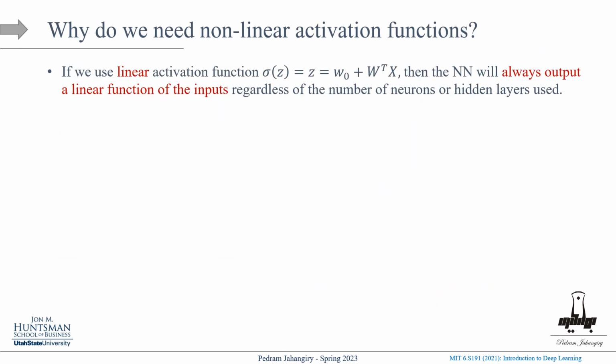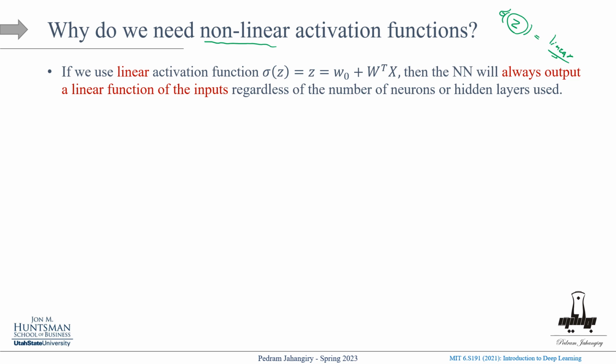Okay, now let's talk about why we need non-linear activation functions. Because remember, we can have a linear activation function, right? If you apply nothing, just a linear function to your z, this sigma of z, and if sigma is linear, you get a linear function, right? So why do we need to go beyond that? Why do we need non-linear activation functions?